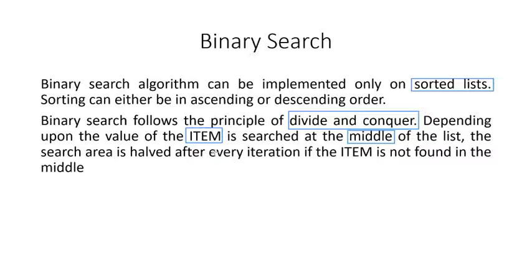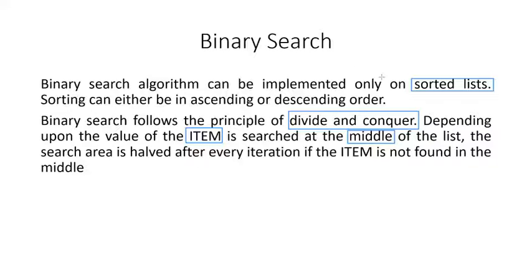But if you have not found the element at the middle position of the list, then two things are possible. Either the item is smaller than the element at the middle, or the item is greater than the element at the middle position. Now, if the item is smaller, that means it could be present only in the first half of the list. And if the item is greater than the element in the middle, then it could only be present in the second half of the list. And that is why binary search follows the principle of divide and conquer. In every step, it actually halves the list.